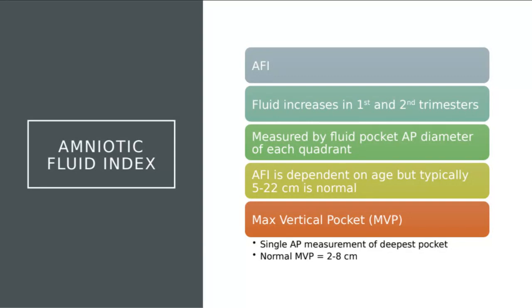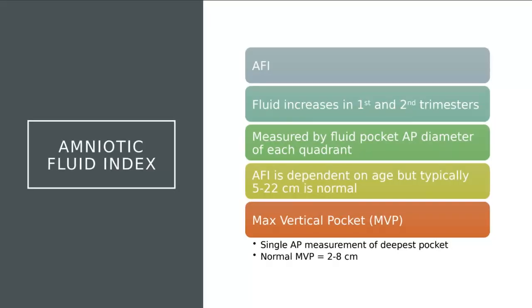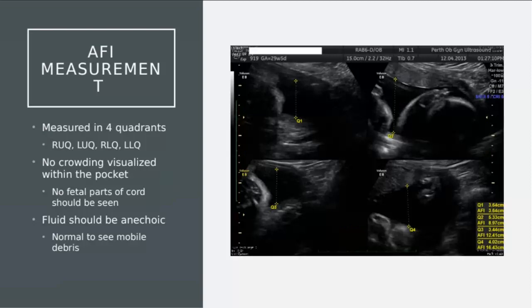And then the 4 quadrants is for the AFI, but we can also do an MVP, and this is the max vertical pocket. So you could find the largest pocket, and you could do 1 AP measurement of that biggest pocket. If you are doing an MVP, your measurement should be within 2 to 8 centimeters, again, depending on the gestational age. And then let's talk about just our AFI. So our 4 quadrants, again, of the sac, not of the mom. We also want to make sure that there's no crowding, like we said, so no fetal parts or no umbilical cord.